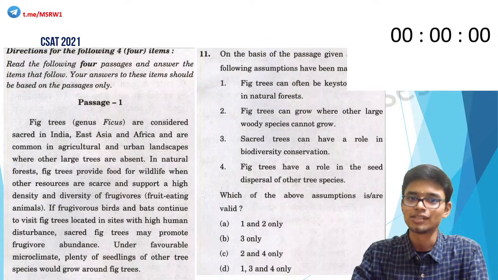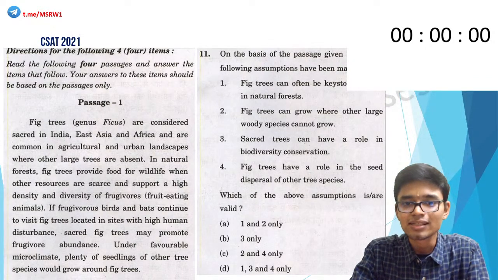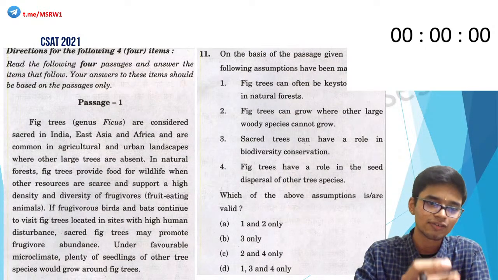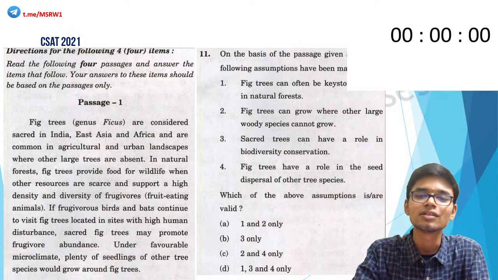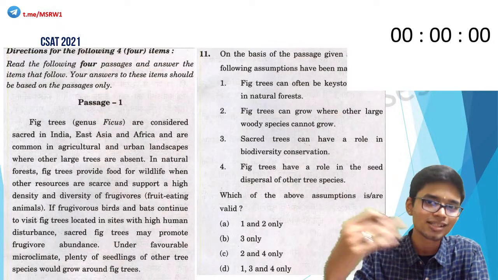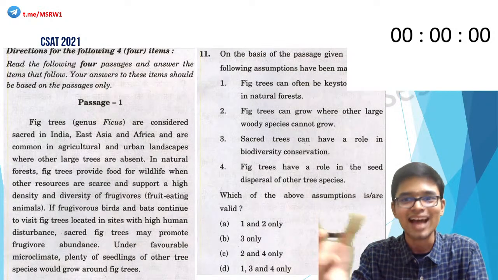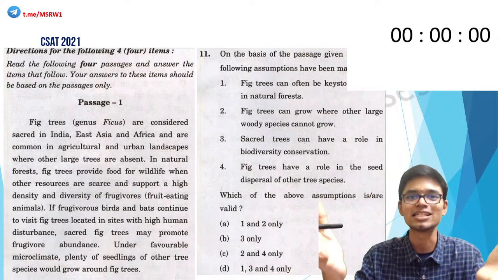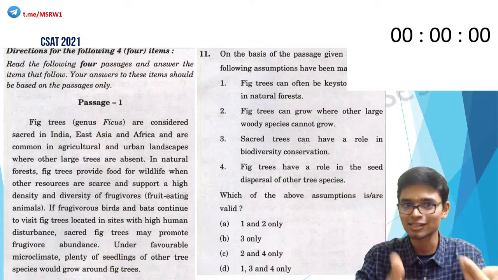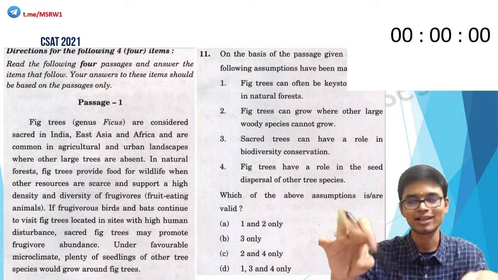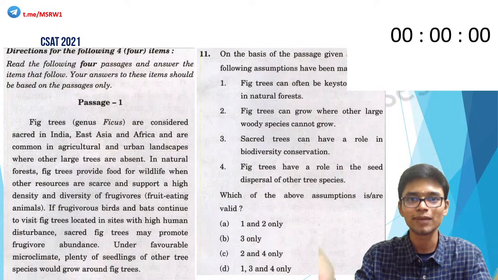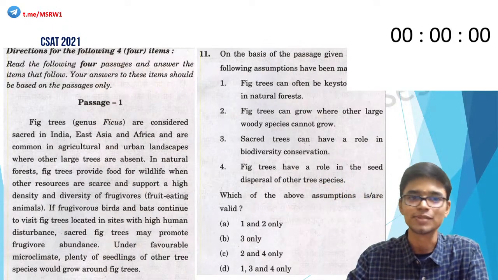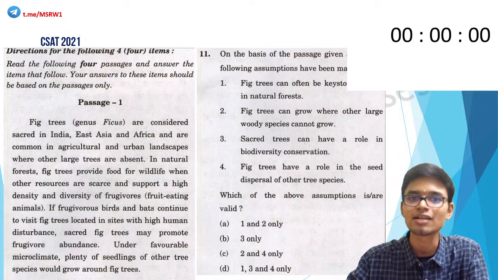Let's look at each of these statements one by one. Fig trees can often be keystone species in natural forests. So from the given passage, it is very clear that fig trees can often be keystone species. So what is a keystone species? That you will know after the environment lecture. Okay, there are various kinds of species like keystone species, umbrella species, etc. I will explain all that when I am taking environment. But fig trees can often be a keystone species. That is true. From the given passage itself, we can understand that.